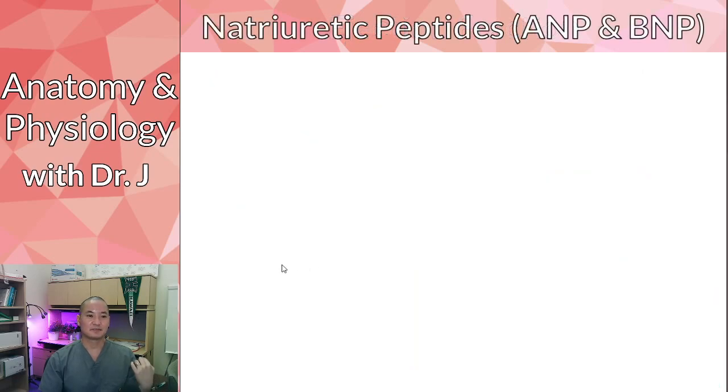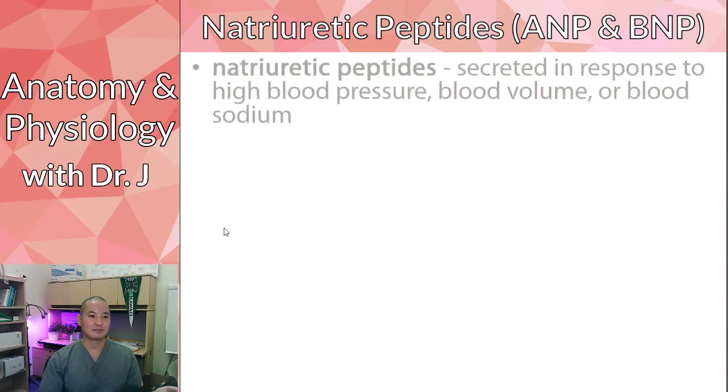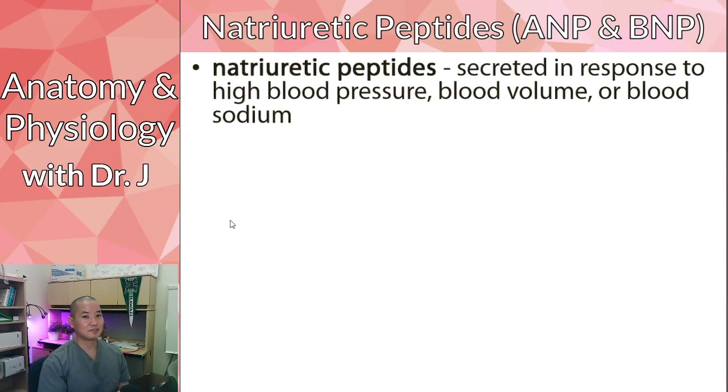Another thing is natriuretic peptides, and if you've taken the endocrine quiz on Lima, this is why I put it in there: ANP and BNP. These are peptide hormones made by your heart, and they're secreted in response to things like high blood pressure, blood volume, or blood sodium. This is why they're called natriuretic. Natrium is why the chemical symbol for sodium is Na. But uretic sounds like urine, right? So it deals with not only sodium, but also urine as well.